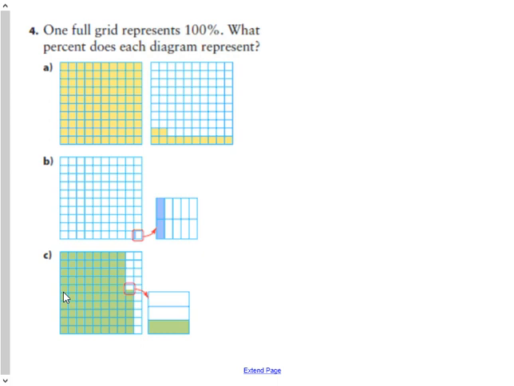Okay, this is section 4.1, your first section in chapter 4 on fractions, decimals, and percents. And this is the Math Links 8 questions. We're going to start at question 4.